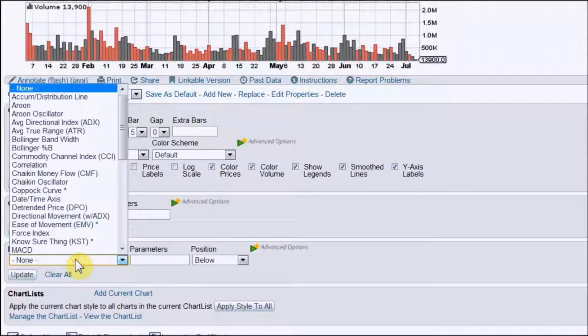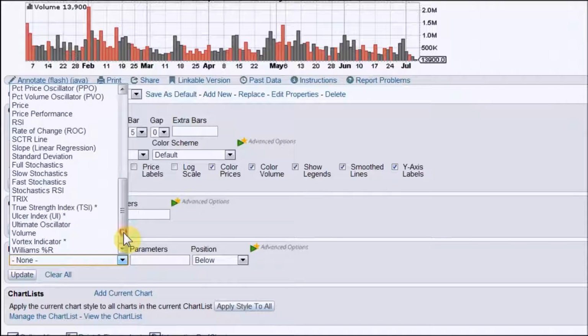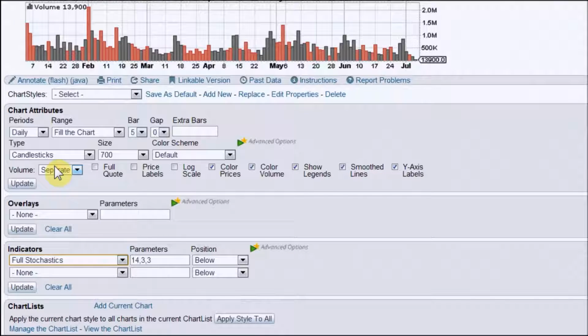Down here in indicators, you'll want to scroll down to the bottom, and there are three to choose from. You have full stochastics, slow stochastics, and fast stochastics. Full stochastics will give you smoother lines. But the great thing about this indicator is you can modify the settings. Standard settings are 14,3 for the %K and 3 for the signal line, which is %D.